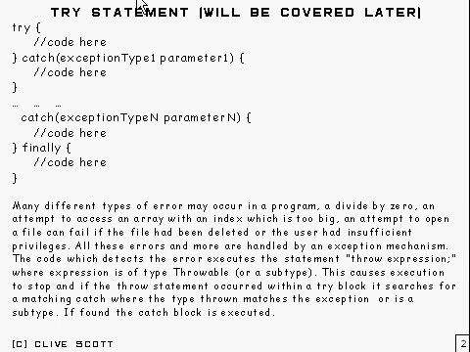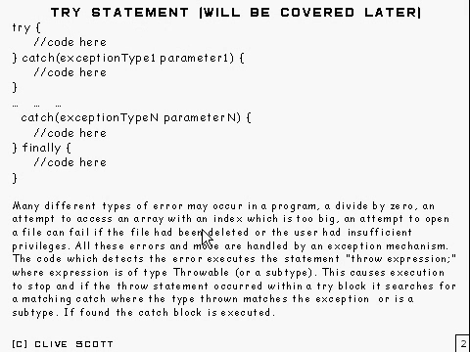Okay, a quick thumbnail sketch of try statements. Right then, now there are lots of different errors that can occur in a program. You know, divide by zero, an attempt to access an array with an index which is out of bounds, too big or too small. An attempt to open a file can fail, for instance, if your file's been deleted or if the user doesn't have enough privileges. You know, there's hundreds of different sorts of errors that can occur. Now, all of these errors and more are handled by an exception mechanism. It's called the exception mechanism.